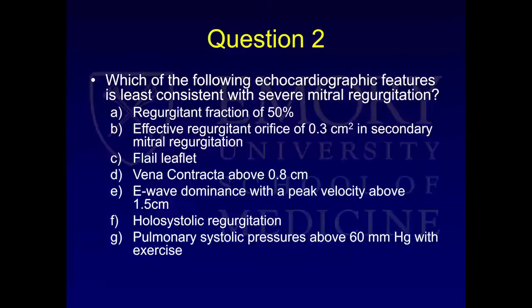So here's our next question for Candy. Which of the following echocardiographic features is least consistent with severe MR? A regurgitation fraction of 50%, an effective regurgitant orifice of 0.3 centimeters in secondary MR, a flail leaflet, a vena contracta above 0.8, E-wave dominance with a peak velocity of above 1.5, holosystolic regurg, or a pulmonary systolic pressure above 60 with exercise.